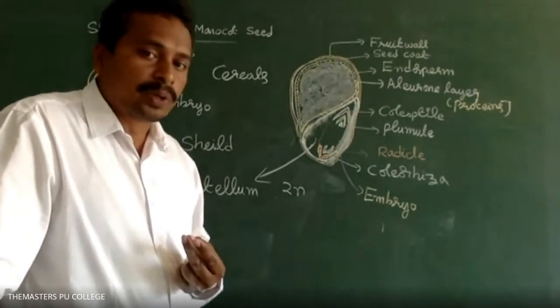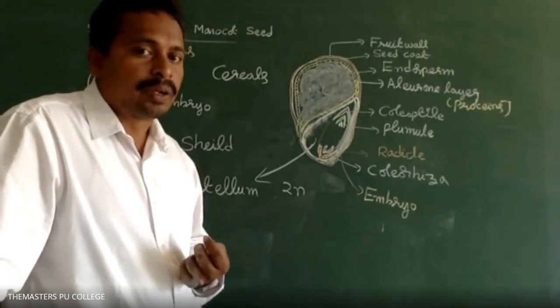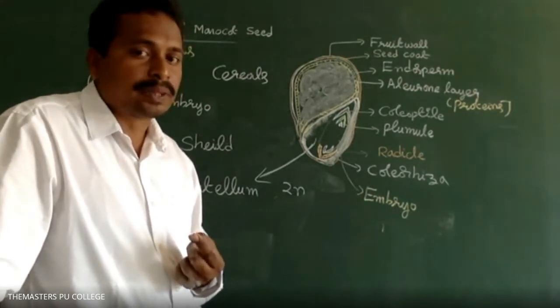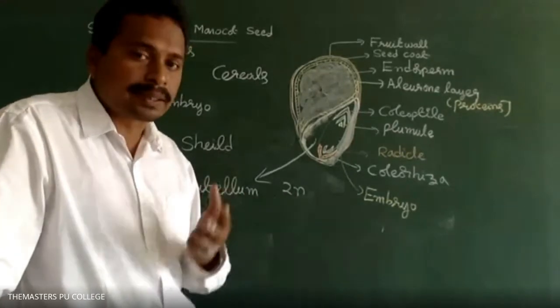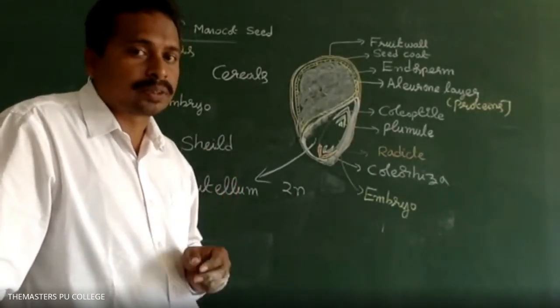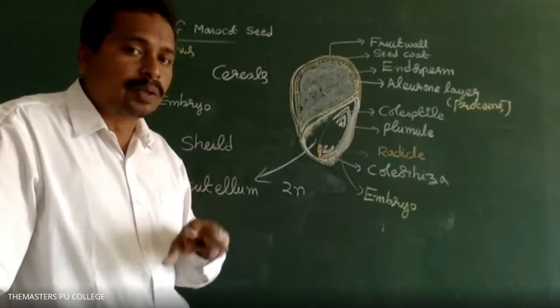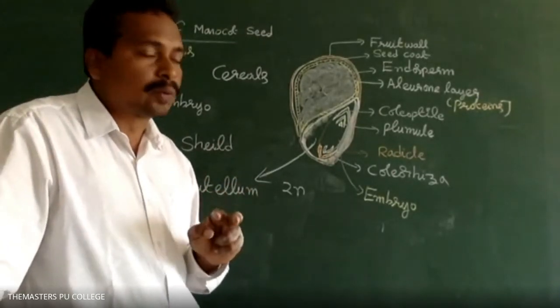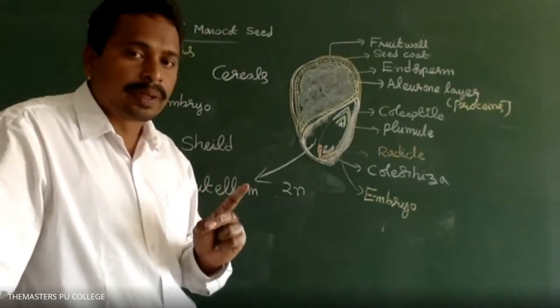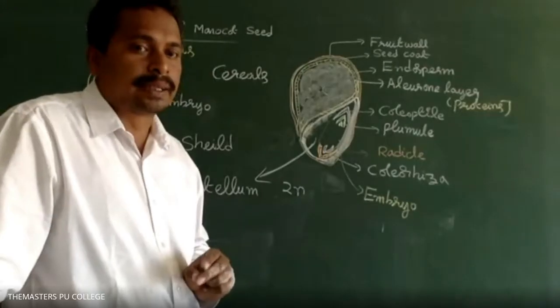Coconut is a monocotyledon of the angiosperms. Rice, wheat, maize are monocotyledon seeds. Castor is a dicot. Coconut is a monocot. Castor is an endospermic dicot seed. Groundnut, pea, beans are dicot seeds, non-endospermic. Is it clear?